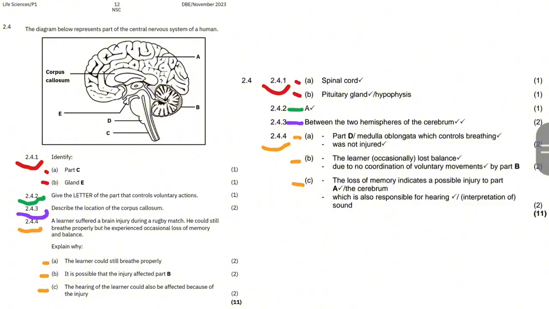Question 2.4. The diagram below represents part of the central nervous system of a human. Question 2.4.1. Identify A, part C, the answer is spinal cord, and B, gland E. The answer is pituitary gland or hypophysis. Question 2.4.2. Give the letter of the part that controls voluntary actions. The answer is A.